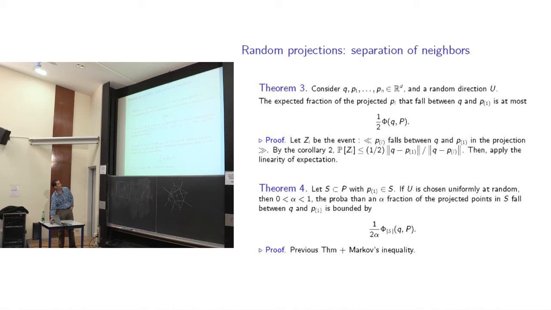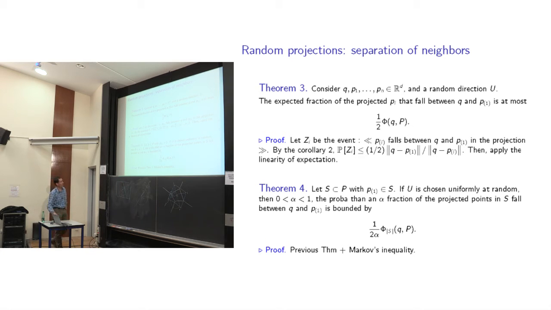The proof is actually written here. You care for the event that Pi falls between Q and P1 in projection. By the previous lemma, you have this upper bound, which is written here. Then you just apply the linearity of expectation, and you end up with this quantity. As you can see, phi is indeed the function which gives you this probability.